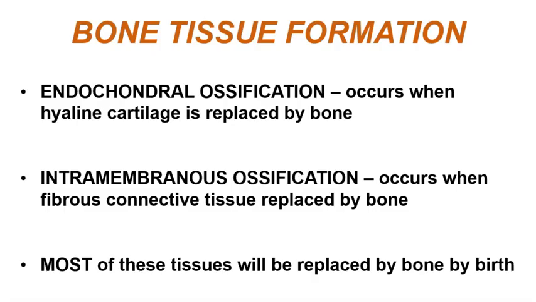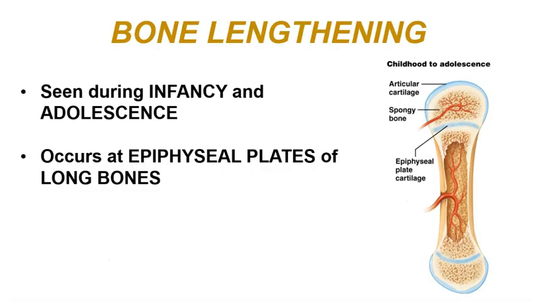Now, most of the endochondral ossification and the intramembranous ossification will have already been completed by the time we were born. Some of these ossification processes will continue, particularly in the long bones, during childhood and adolescence as we grow taller. Speaking of growing taller, the process that allows our limbs to grow longer is bone lengthening. And the process of bone lengthening occurs primarily in the long bones.